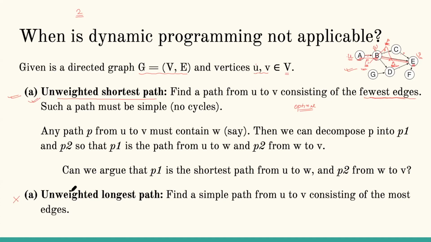Now let us look at a second example, where the problem is finding the unweighted longest path between two nodes. That is, what we would like to do is find a simple path from U to V consisting of the most edges, that is, a path that has the maximum number of edges. In this case, the path that may have the maximum number of edges from A to B would be 1, 2, 3, and so on. Because this is an interesting problem, let's look at this separately.